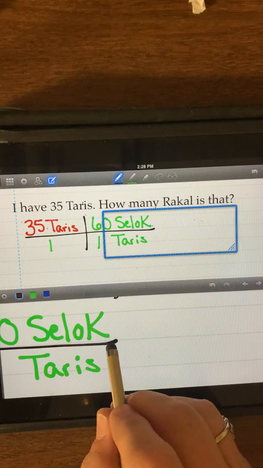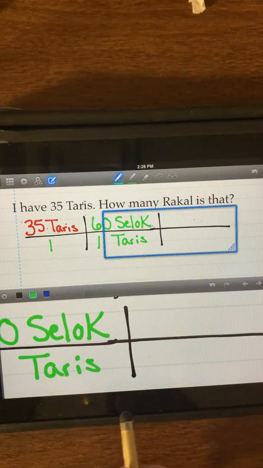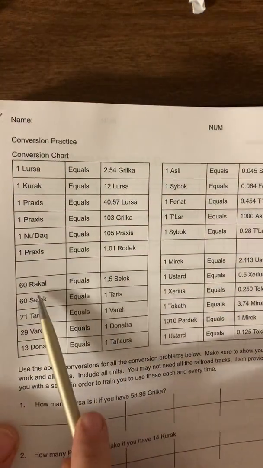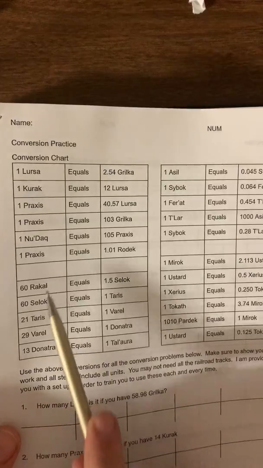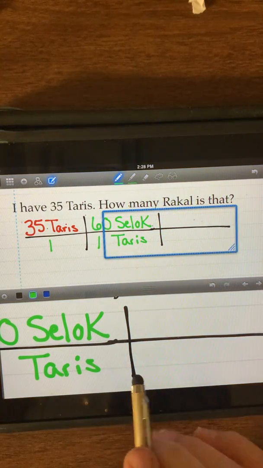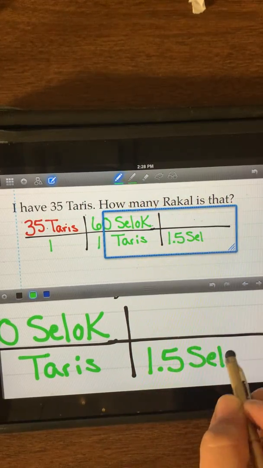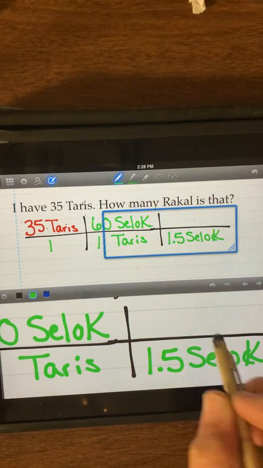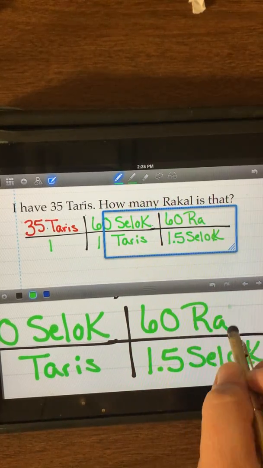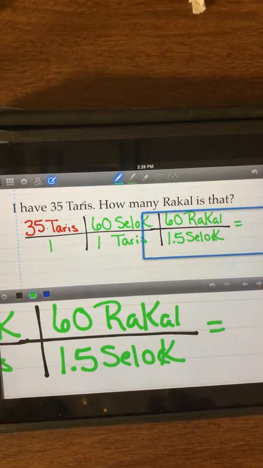Now, I'm not there yet, so I need to add another one of my railroad tracks to it. And now that I have Salak on top, I'm going to go back to my chart again, and now I'm going to put in this 1.5 Salak to 60 Rakal. And since Salak is on top, we put the Salak unit on bottom. And the Rakal on top. And now we just need to solve.